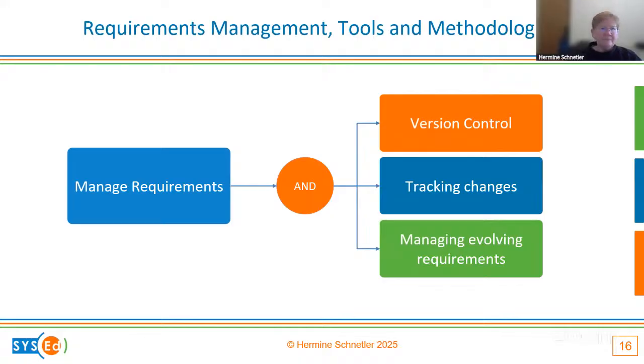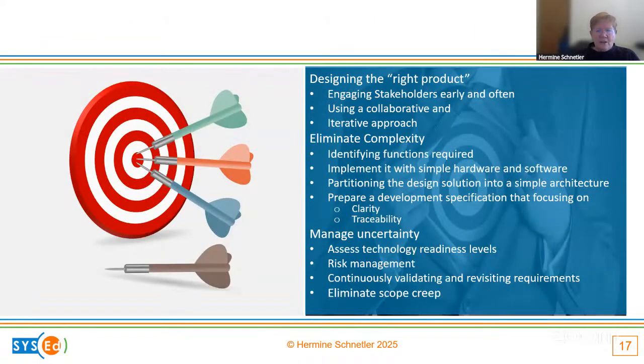Then finally, what I would say, you can get rid of complexity by coming up with simple, elegant solutions, and then to get rid of uncertainty, do risk management, assess your technology readiness level, continuously validate and revisit requirements, eliminate scope creep, and as I said before, I think eliminating complexity is important, and that is by following a simple design methodology that is underpinned by a systems engineering framework.